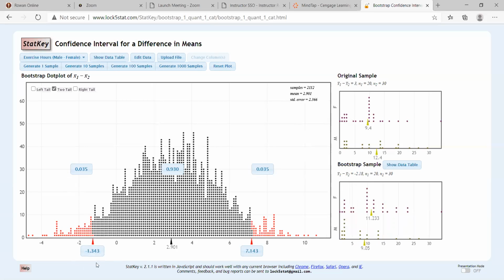By the way, in this case here, a negative 1.343 indicates that in this sample, females actually exercise more on average than males. So that's what this means. And 7.143 means that males average 7.143 hours more than females. So we would say this would be a 93% confidence interval for the difference in their means, between these two values here.